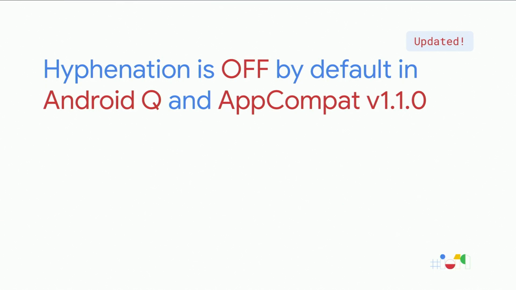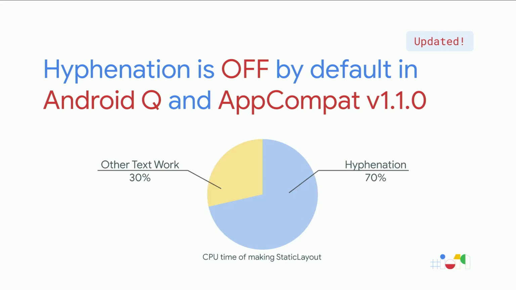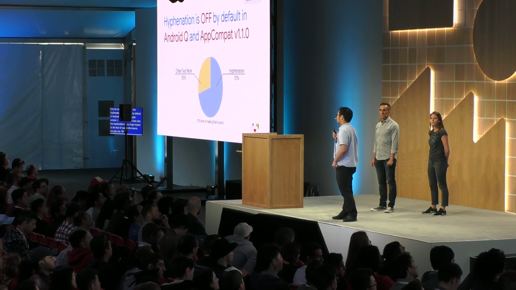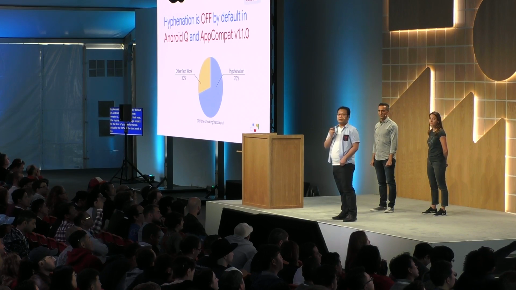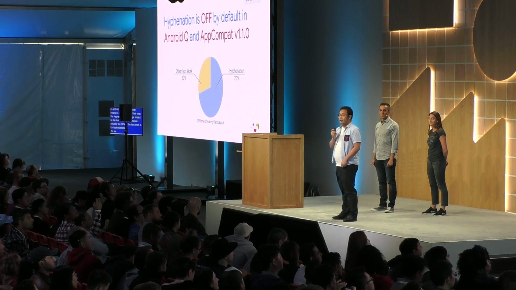This year, first, let me announce that hyphenation is now turned off by default in Q and AppCompat version 1.1. As we talked about last year, hyphenation has a huge impact on TextView performance. Actually, 70% of the text work is for hyphenation. So we turned it off by default. If you need hyphenation, please manually turn it on in your application.